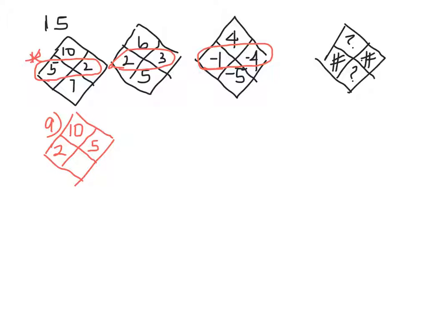Now look at these 2 numbers again. What if I added 5 and 2? What number do I get? That's right, 7. So our pattern is this. The left times the right is the top. The left plus the right equals the bottom.